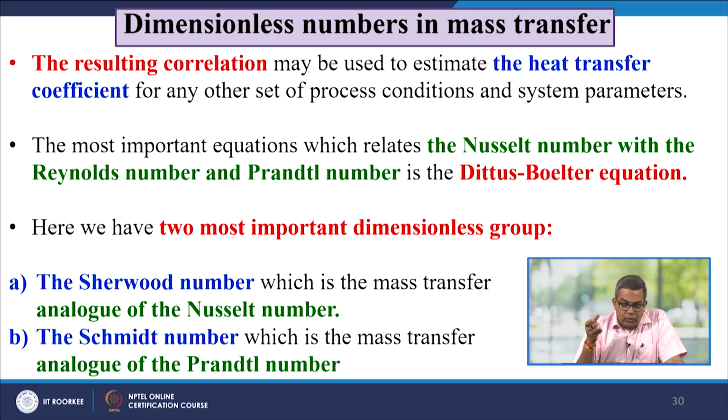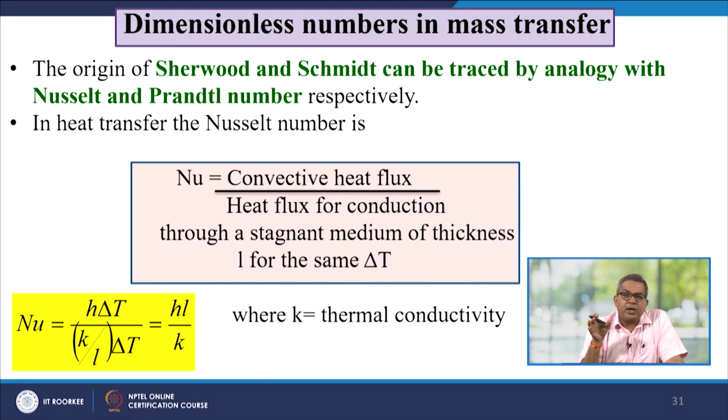The resulting correlation may be used to estimate the heat transfer coefficient for any other set of process conditions and system parameters. The most important equation which relates the Nusselt number with the Reynolds number and Prandtl number is the Dittus-Boelter equation. Here we have two most important dimensionless groups. One is the Sherwood number, which is the mass transfer analogue of the Nusselt number, and the second one is the Schmidt number, which is the mass transfer analogue of the Prandtl number. The origin of Sherwood and Schmidt numbers can be traced by analogy with the Nusselt and Prandtl numbers respectively.